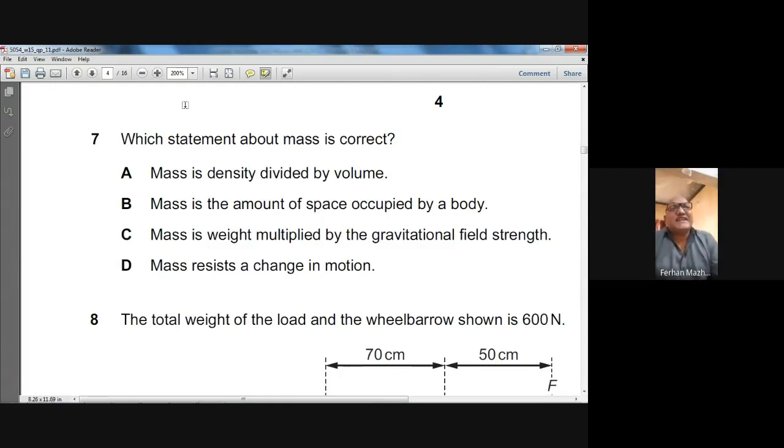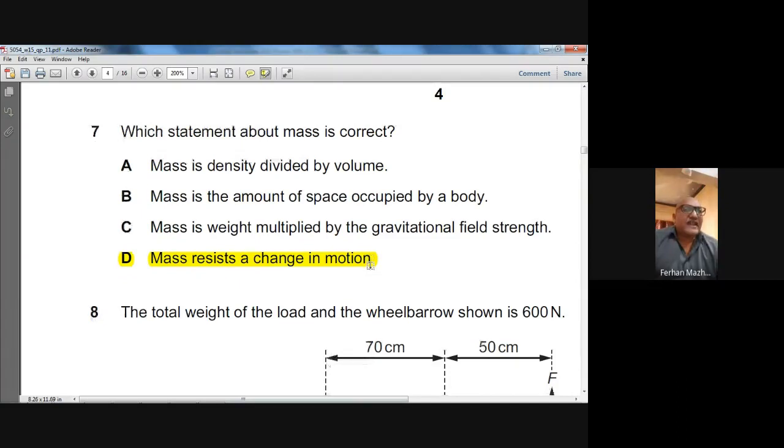Mass resists a change in motion. Yes, that is the right answer. We call it inertia, the property of the mass due to which it resists a change in its motion. That's known as inertia. So mass resists the change in motion, inertia. So D is the correct option. D is the right statement. So question number 7, D is the right option. So let's move to the next question.